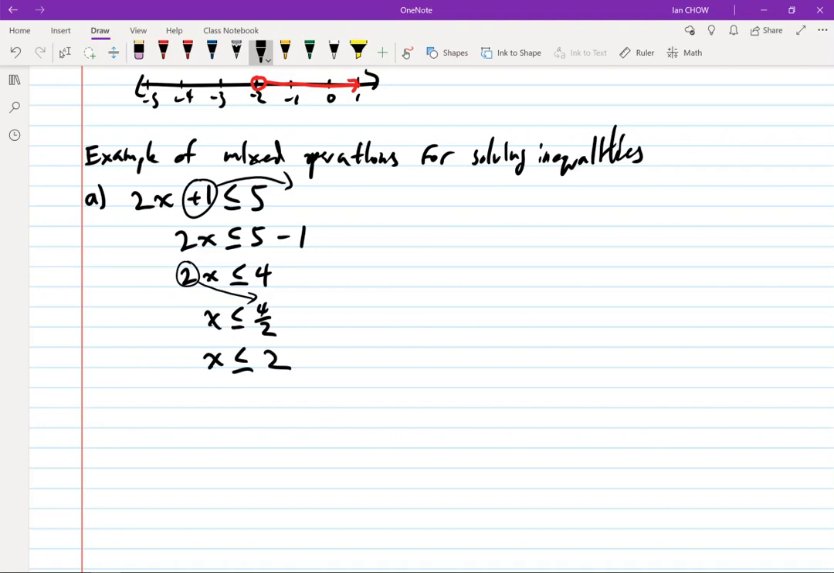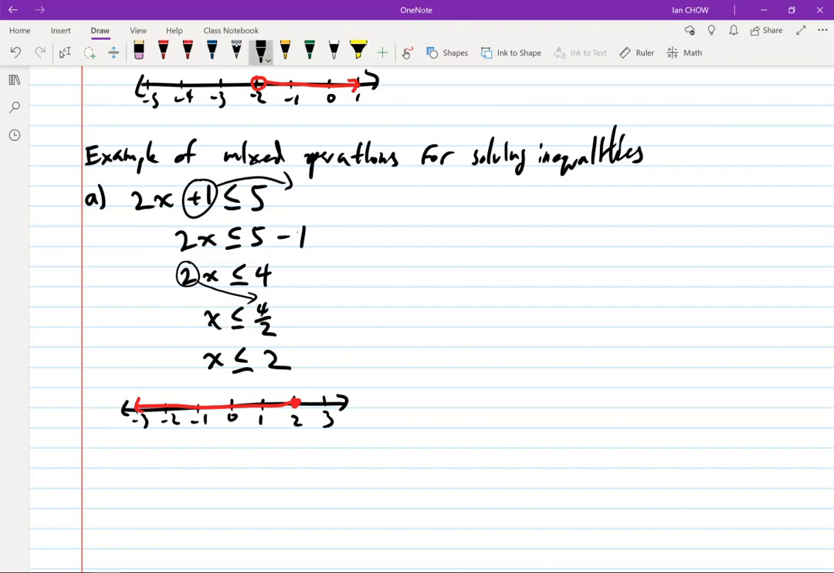Then we need to graph the solution as well. If we're going to draw a number line, let's say we have 0, 1, 2, 3, and then negative 1, negative 2, and negative 3. This time it is less than or equal to 2, which means it's going to be a solid dot. We draw our arrow to the left because it's anything that is less than or equal to 2. So that's A.